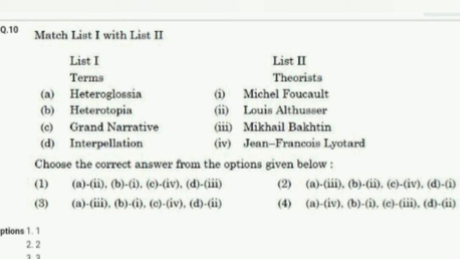So, the answer to this question goes like this. Heteroglossia was coined by Bakhtin, heterotopia by Foucault, grand narrative by Lyotard, and interpellation by Louis Althusser. So, the right option is option 3, A3, B1, C4, and D2.